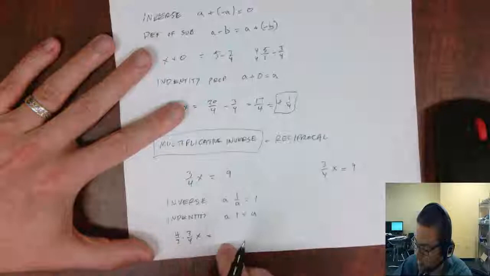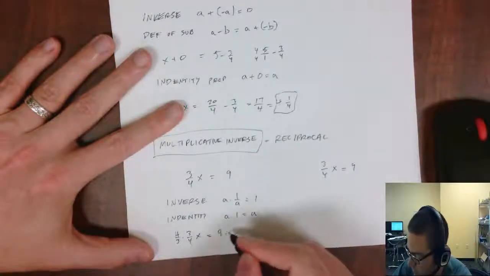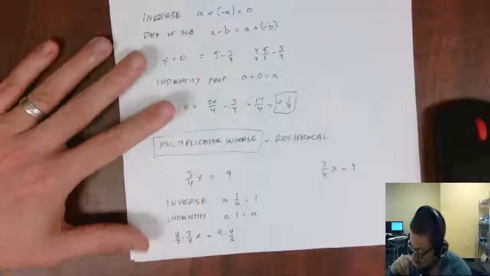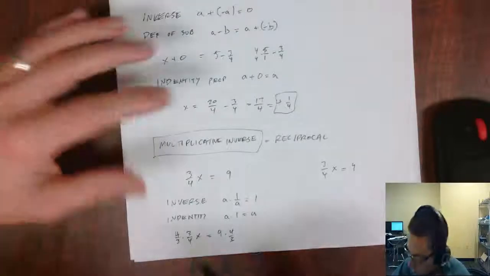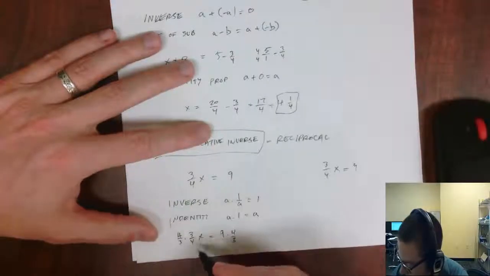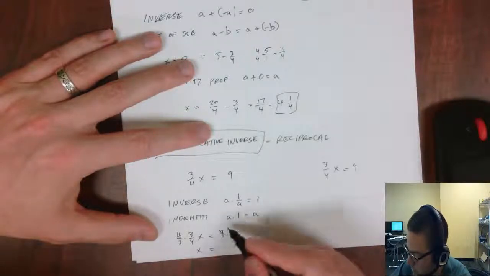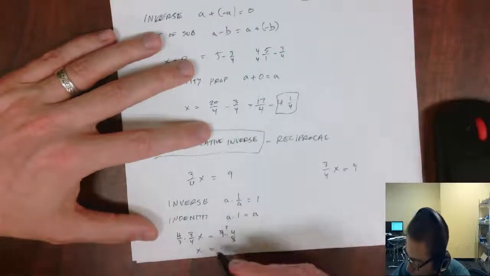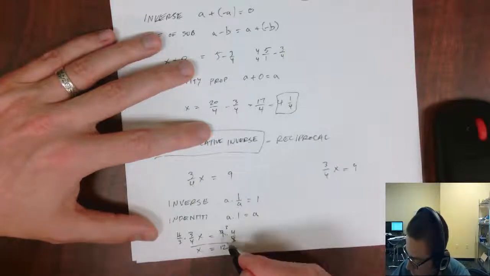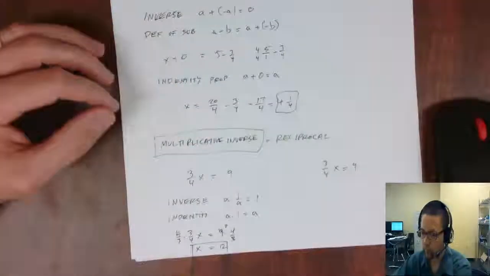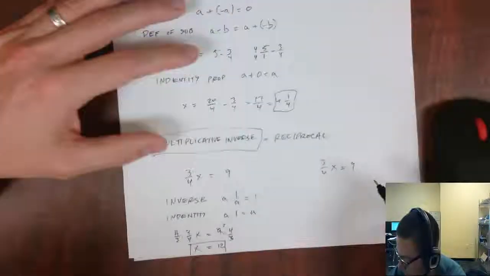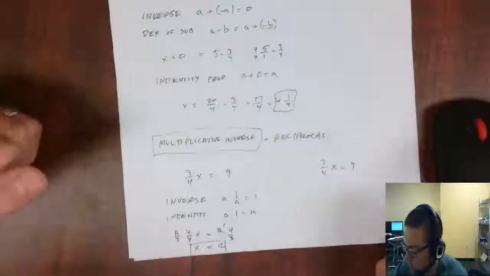And whenever I multiply one side, I have to multiply the other. So 9 times 4/3. And what I get is a 1, right? And 1 times the number is just the number, so that's x. And then 9 divided by 3 is 3, and 3 times 4 is 12. So I get my number is 12. And that's the way you would do it with inverses.